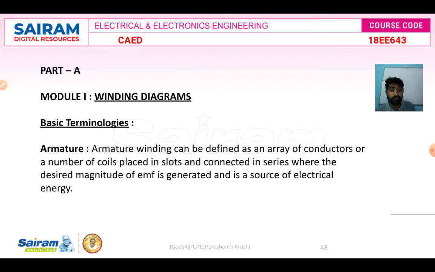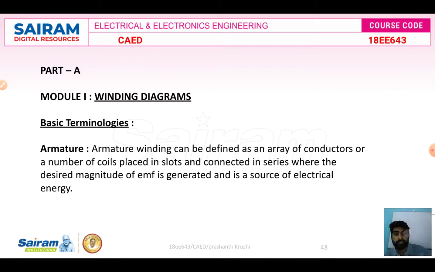Now, part A and part B. Why have I mentioned part A here, and which one is part B? In the syllabus there are 5 modules, but in the question paper we have to answer part A and part B. Part A is compulsory for all: for module 1 we have the AC winding diagram or DC winding diagram. You have to draw any one of the diagrams using AutoCAD, and the single line diagram is common for all the students. There is no option for that.